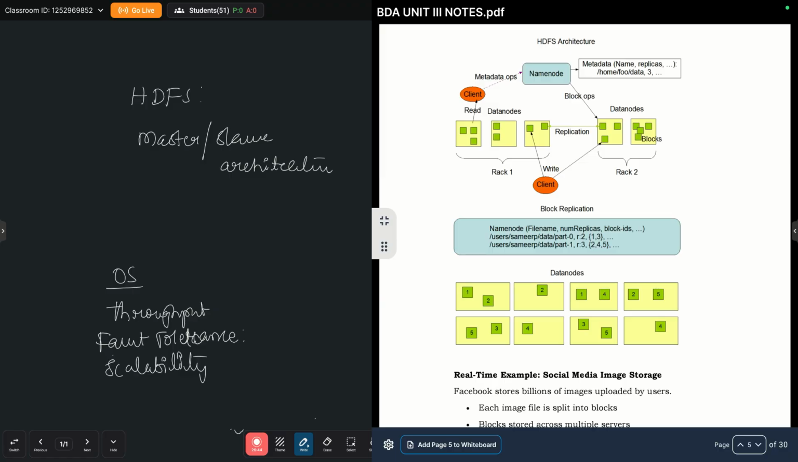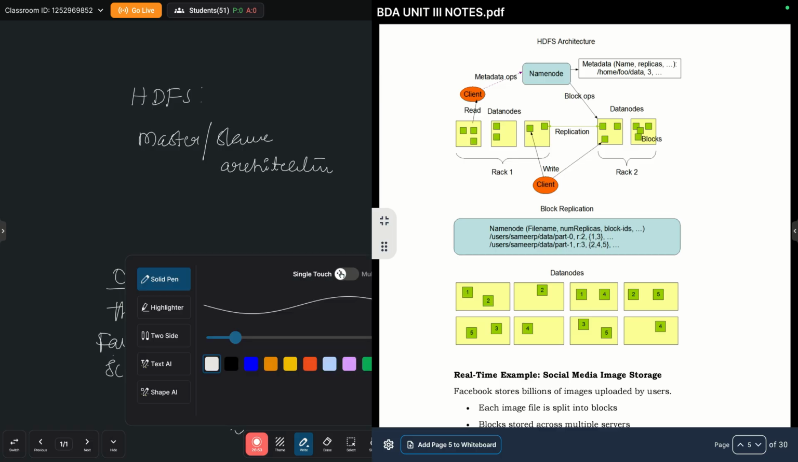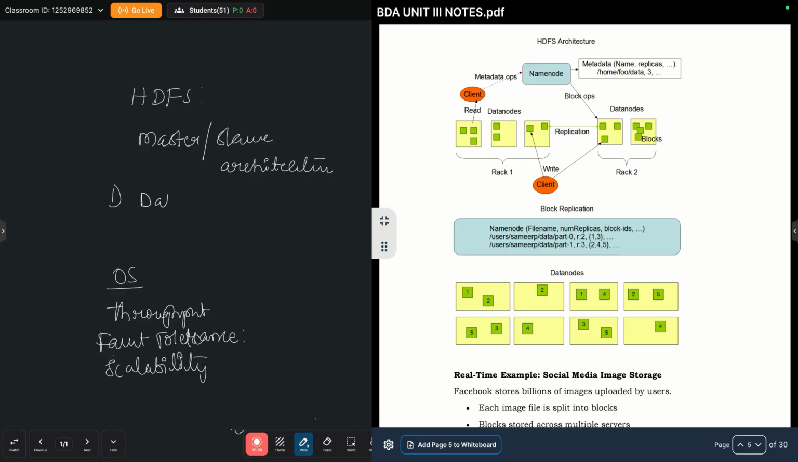Similarly, the write operation. Basically the data is going to be stored in the data node. Next topic is where the data is stored, in the name node or data node. Okay, so our original data is split into blocks, and these blocks are stored in the data node.